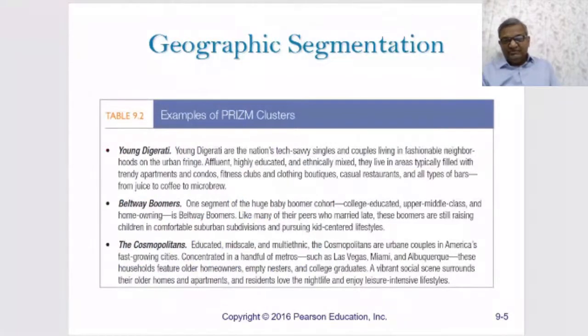So when we talk about examples of these PRISM clusters, we've got the young digitarati. Young digitarati are young, very tech savvy people, or couples living in fashionable neighborhoods of urban fringes. They're highly educated, like people living in Noida, or in Indirapuram in Ghaziabad, or in Gurgaon, adjoining the NCR region. These would be people living in vertical cities in different colonies, and they have a different type of lifestyle.